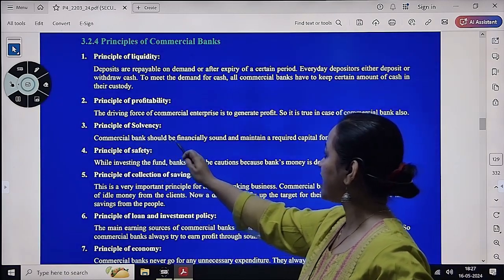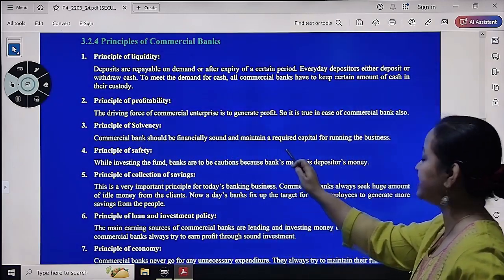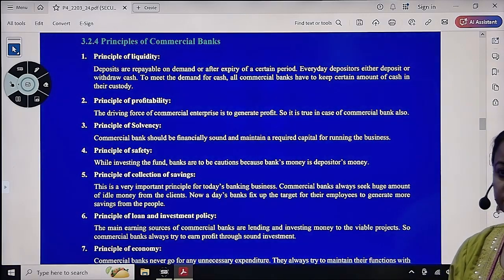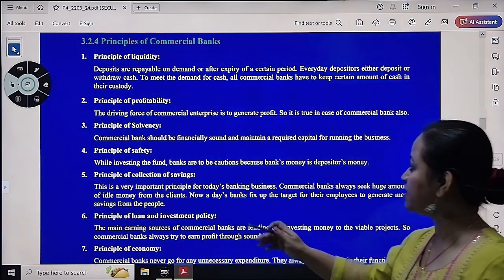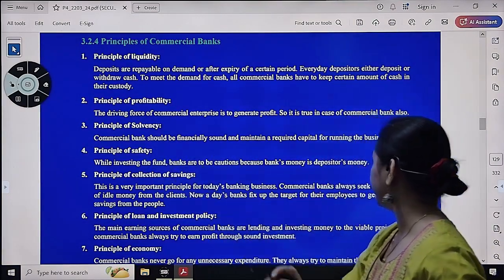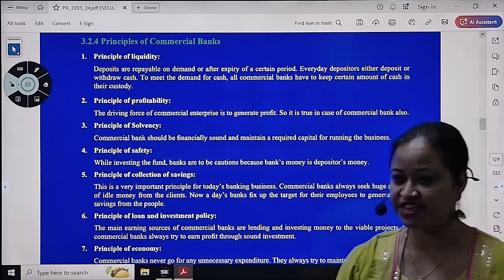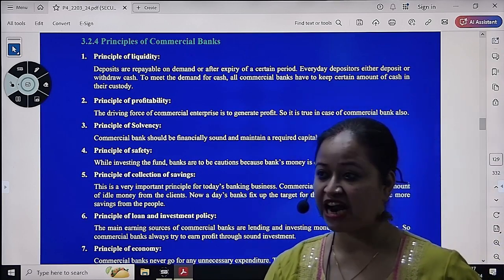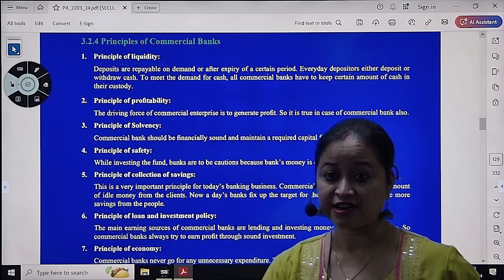So commercial banks should be financially sound and maintain a required capital to run the business smoothly. So that is your point number 3. Point number 4 is principle of safety. Now we as customers are depositing money, our hard earned cash, hard earned money.